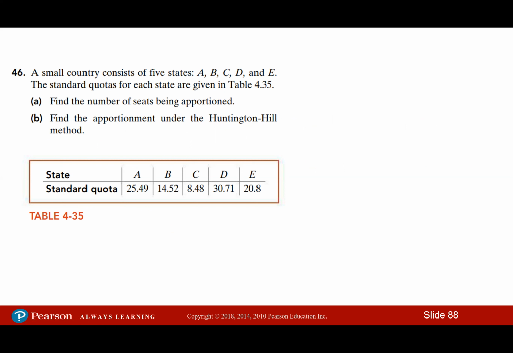All right, a small country consists of 5 states, A, B, C, D. The standard quota of each state is given. Find the number of seats being apportioned.